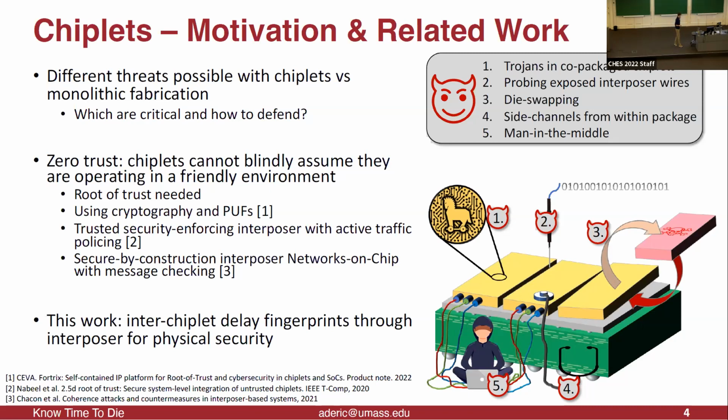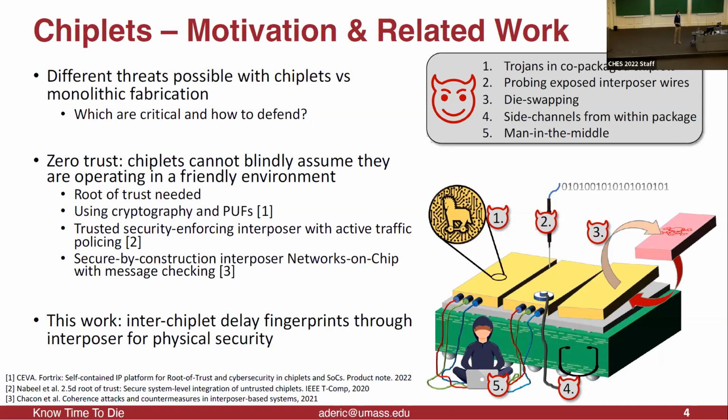And then there's this new threat that we call die swapping. Essentially, somebody can take your system, break it apart, and then mix and match different dies. And finally, what most of you are going to be excited about, there are going to be new side channels, for example, side channels across different dies. So what all of this boils down to is that chiplets cannot assume that they're operating in a friendly environment, and there needs to be some sort of root of trust.